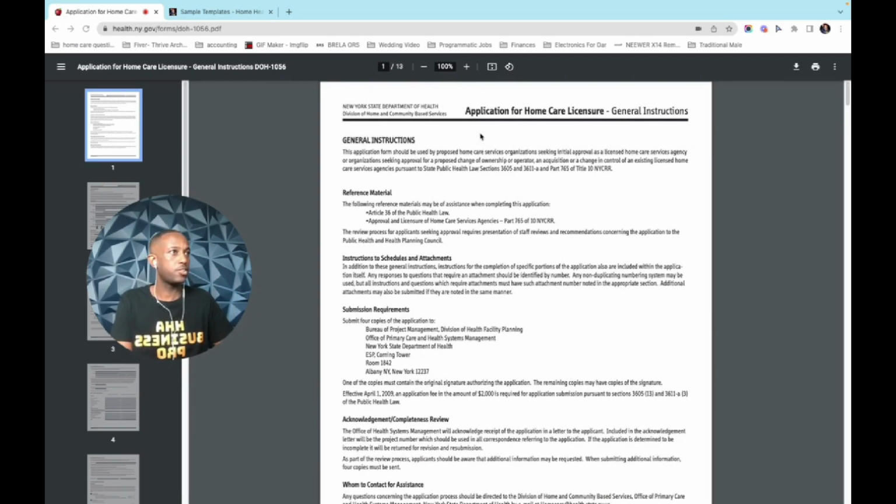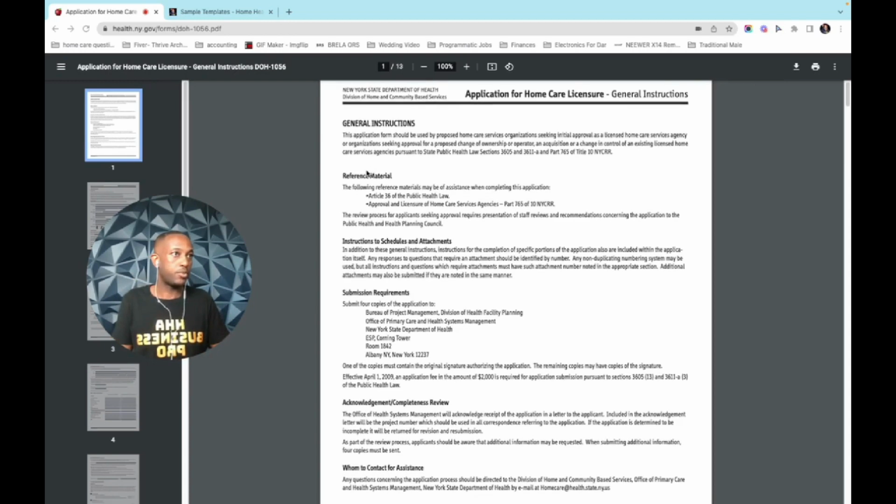All right, so if you look at the top here, you'll notice it says application for home care licensure. These are general instructions, okay? So make sure you read everything. And I know time is of the essence. Sometimes you might not have time, but what I encourage you to do is take a weekend off, right? If you're really serious about this business, take a weekend off, block off your Saturday, block off your Sunday, and just focus. It's super simple, and you'll see what I'm talking about.